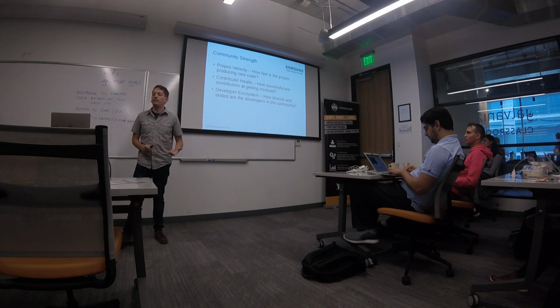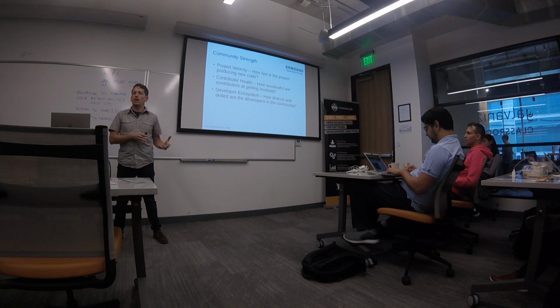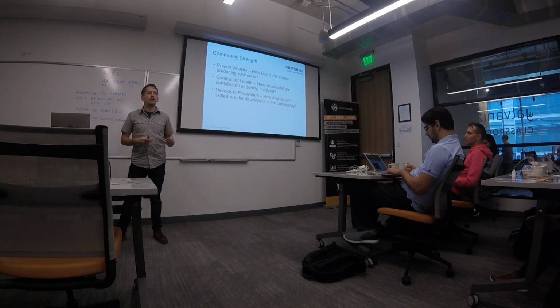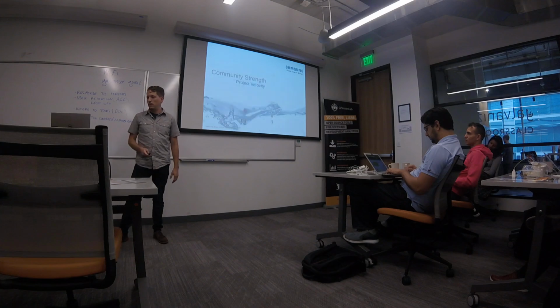So, community strength. Three components. Project velocity, so how fast is the project improving code or producing code? Contributor health, how successful are they at getting new people involved in the project, and how successful are the existing contributors? And then finally, developer ecosystem, so what kind of developers are there in the ecosystem?